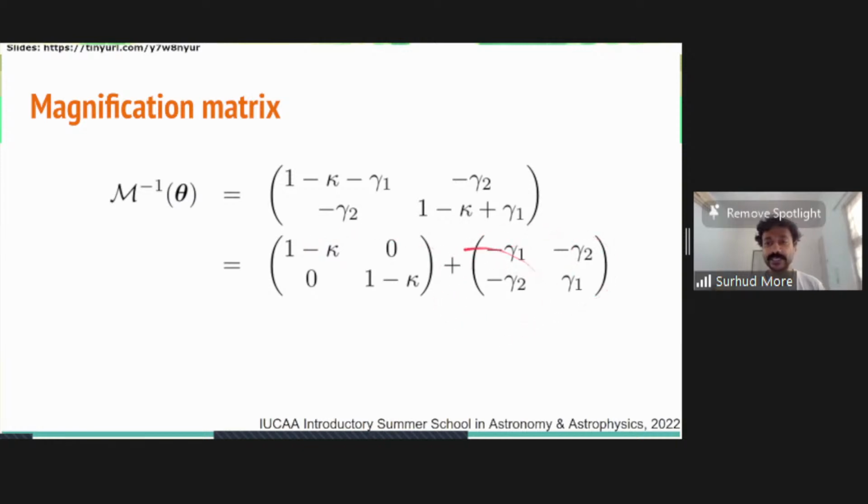Now let's look at the second term. The second term introduces a shear on that object. Okay? So a circular object no longer will remain a circle because what is happening in the x direction is different from what is happening in the y direction. Right? And so you get a shearing effect, which is put in addition to this uniform magnification.